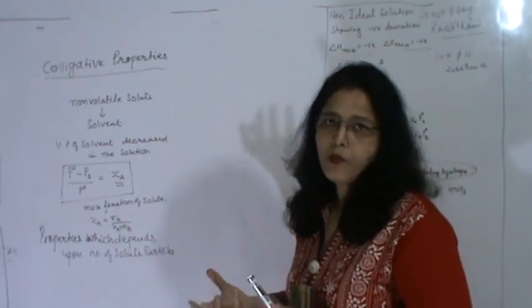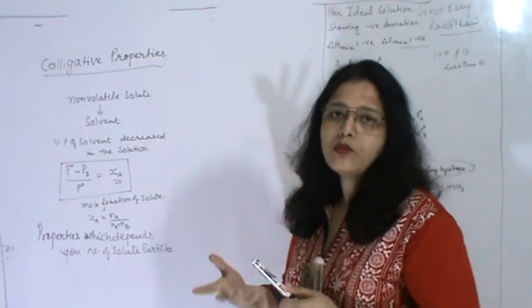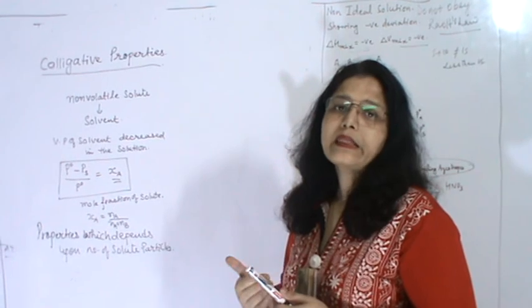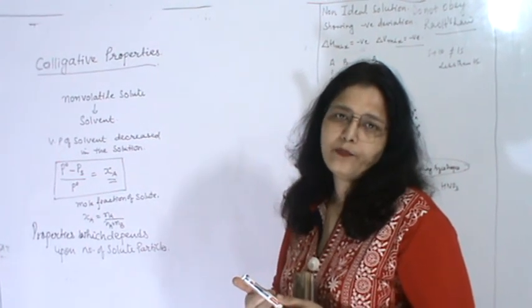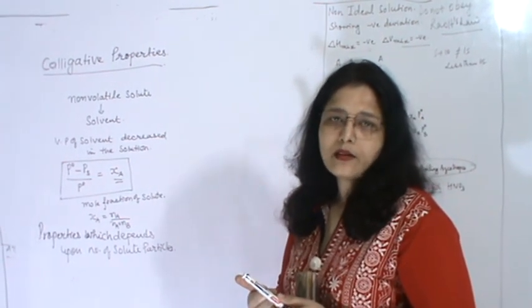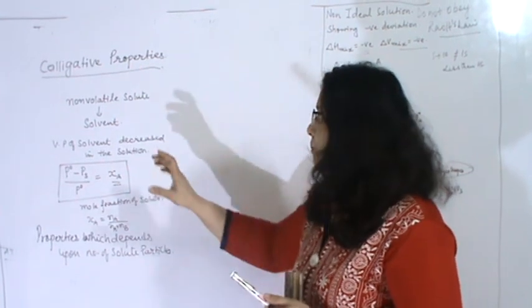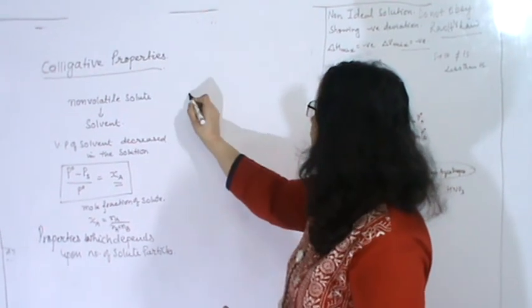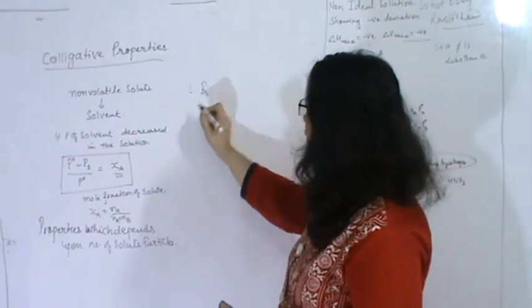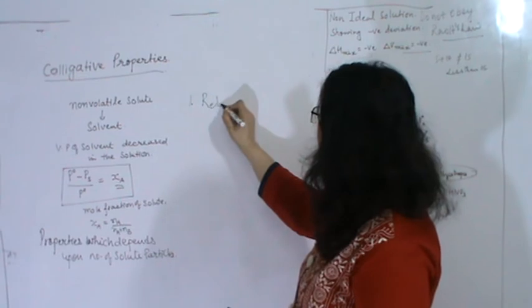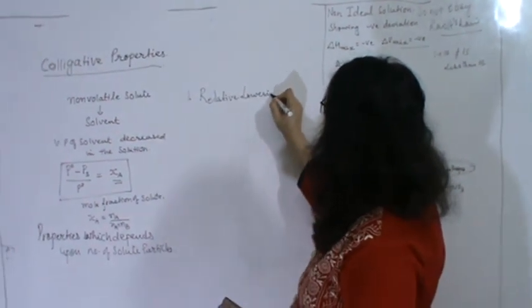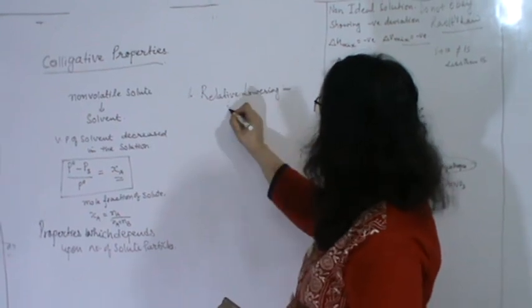Colligative property is the property of a solution. किसी भी solution की वो property जो इस बात पे निर्भर करे कि कितने solute particles हमने डाले हैं. How many solute particles are there in the solution? Then the property is called colligative property. We have 4 colligative properties. The first is ये जो हमने discuss की, relative lowering in vapor pressure.